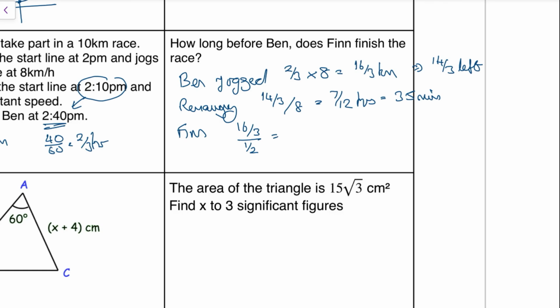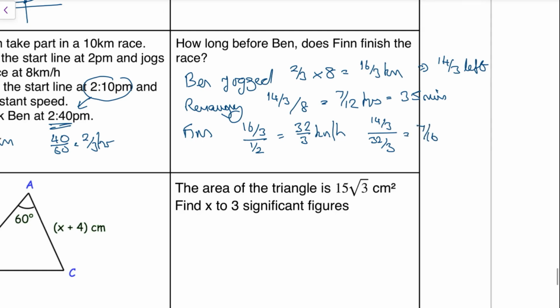So calculator again. I'm doing all this on my calculator. So 16 over 3 divided by a half tells you that Finn's speed is 32 over 3 kilometers per hour. Now, therefore, how long does it take Finn, running at 32 over 3 kilometers per hour, to run the remaining 14 over 3? Well, it's going to be 14 over 3 divided by 32 over 3, which is 7 over 16.